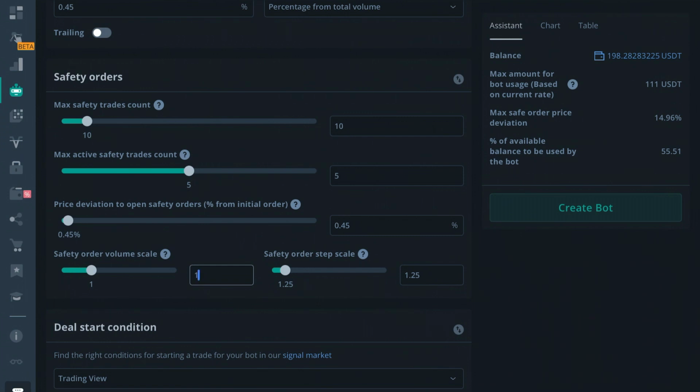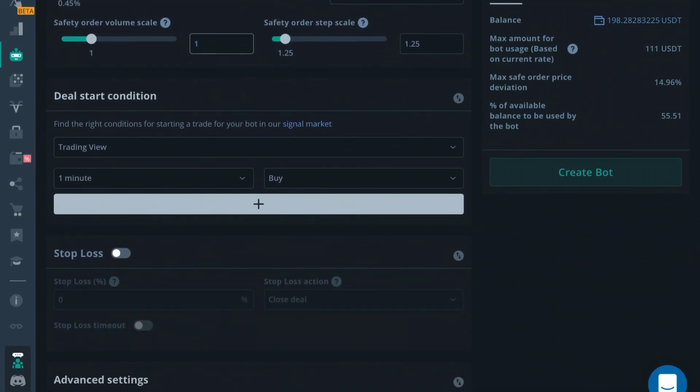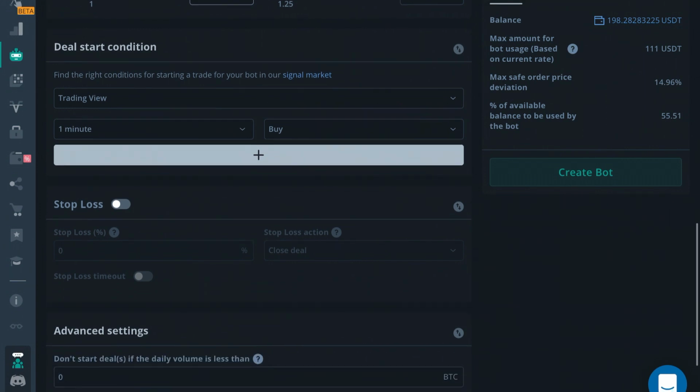All right, guys, so that's it for this lesson. I know it was a lot of information. It's all important information, and once you actually start using these configurations, you'll learn more about it. So take a break and get ready for the next lesson in our series, Lesson 6. We're going to be discussing deal start conditions.